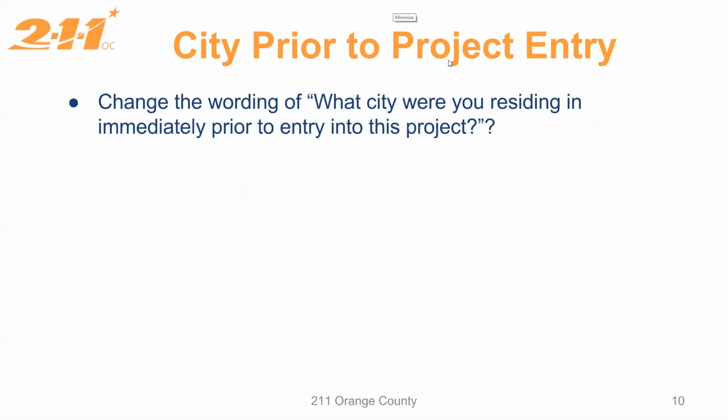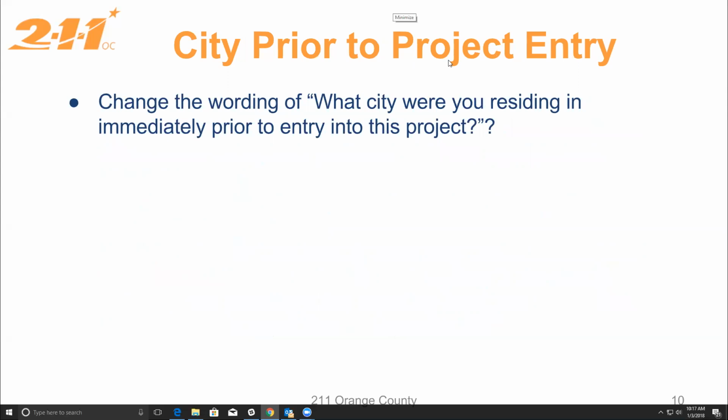Okay, so we have a question in HMIS that goes, what city were you residing in immediately prior to entry to this project? We received some feedback recently that the word residing is a little confusing. So we were thinking about changing the wording of this question. If anyone has any feedback about this, ideas of how we could make this question more clear, please let us know. And if you have an idea now and you want to unmute yourself instead of put it in the chat, that's fine too.